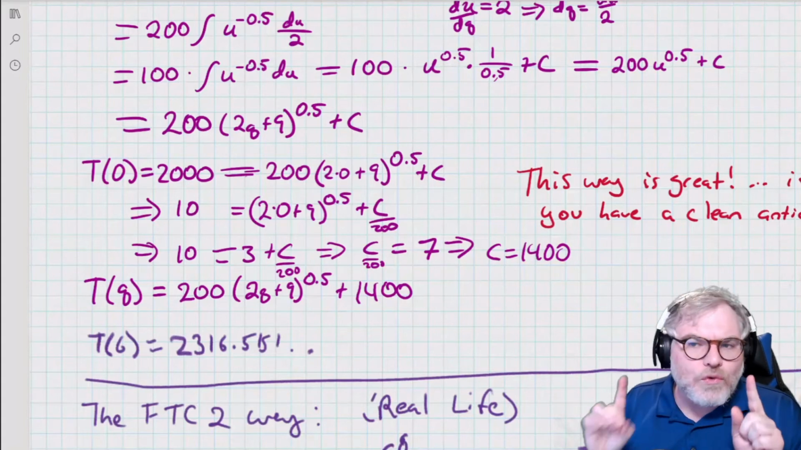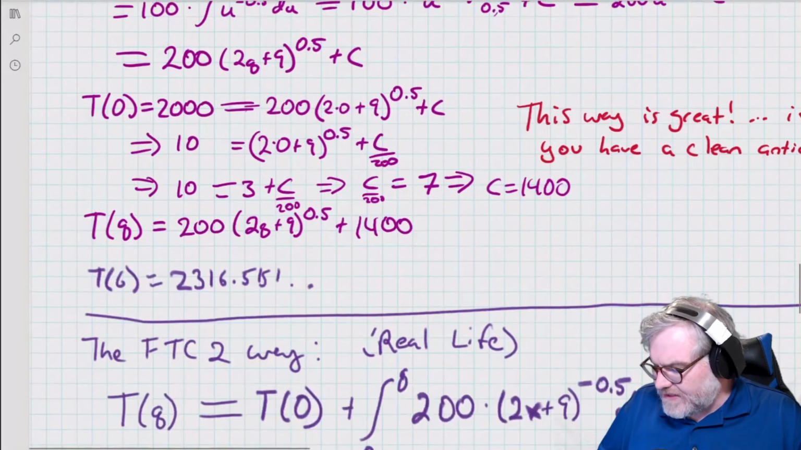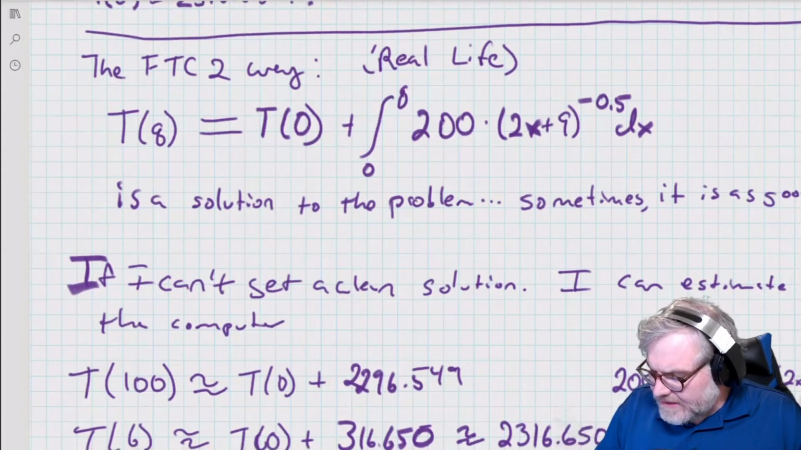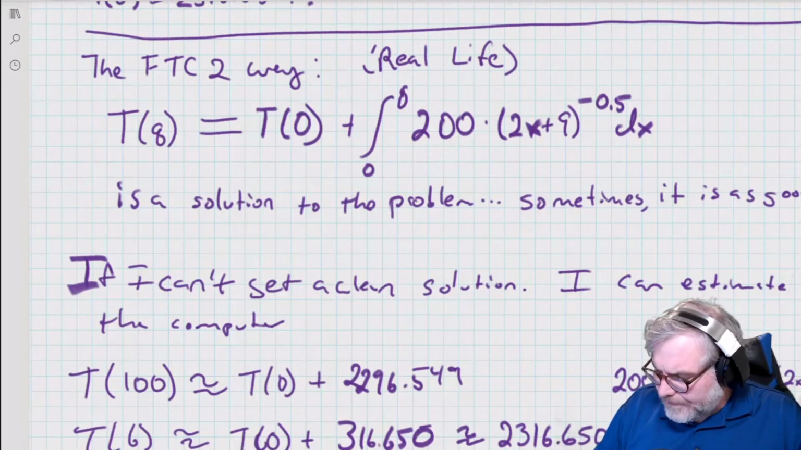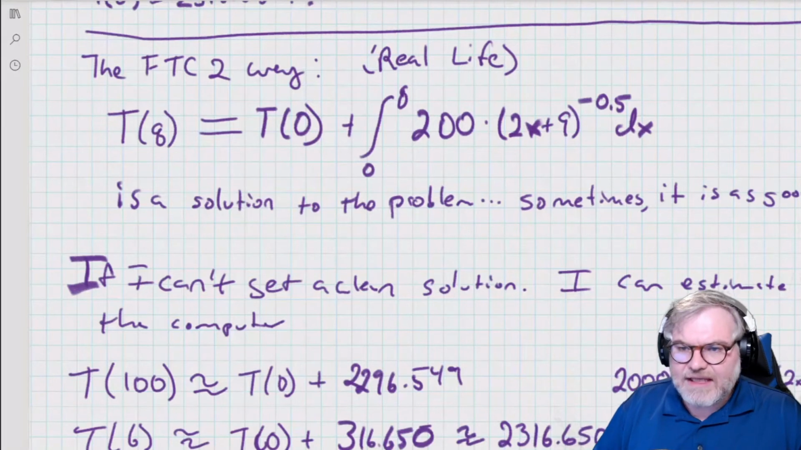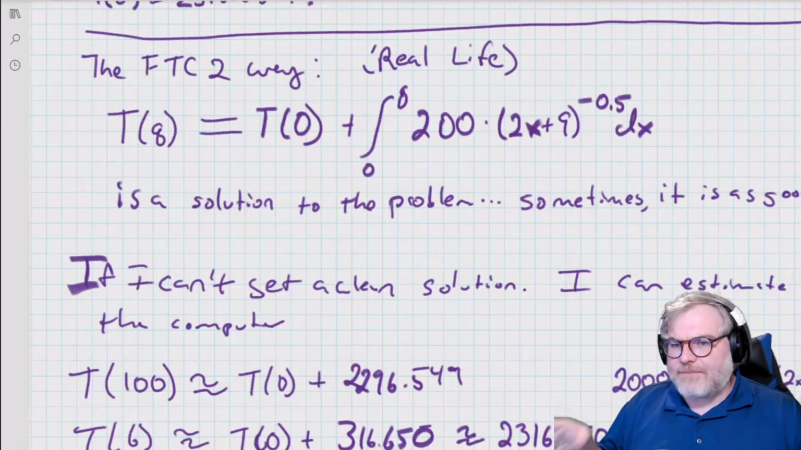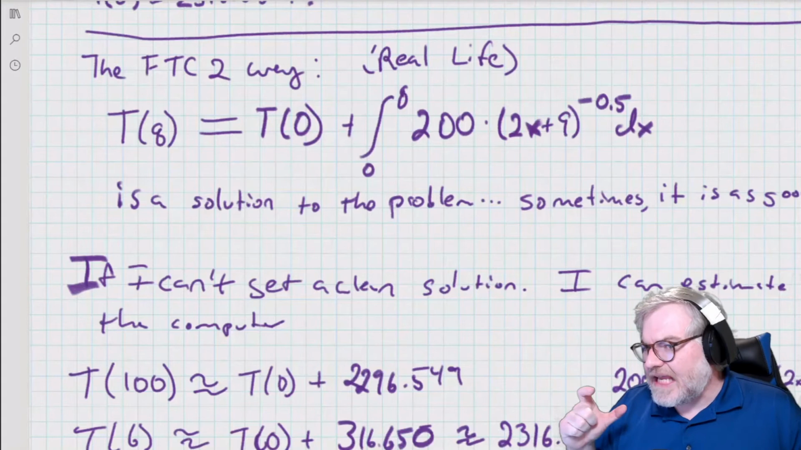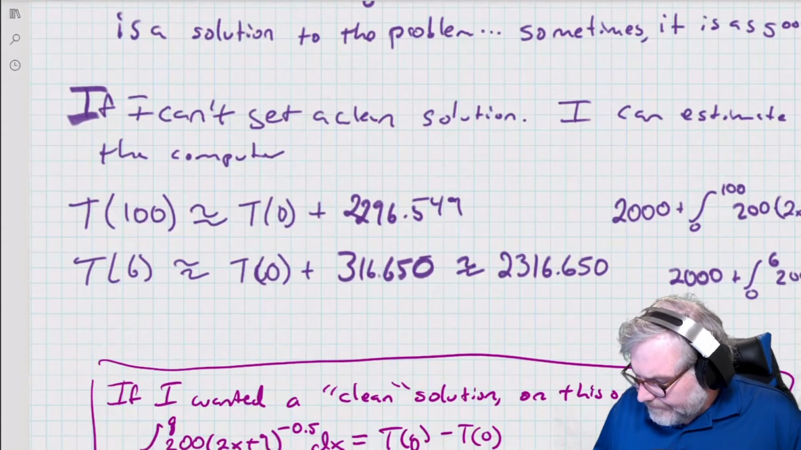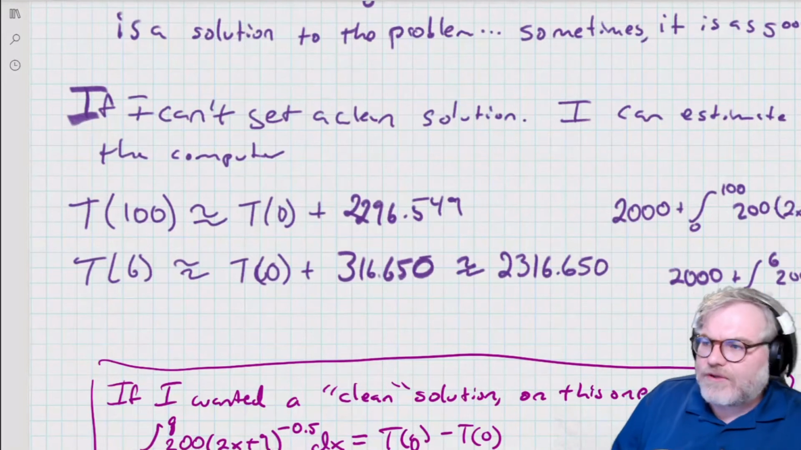There's a real-world way to do this, though, and that's the FTC way. What I'm going to do is take T(Q) equals T(0) plus this integral: the integral from 0 to Q of 200 times (2x plus 9) to the negative 0.5 dx. That is going to be the thing I plug into my computer. Sometimes I can't get a clean solution, but I can estimate this very nicely. Okay? And your computer will actually do this for you.